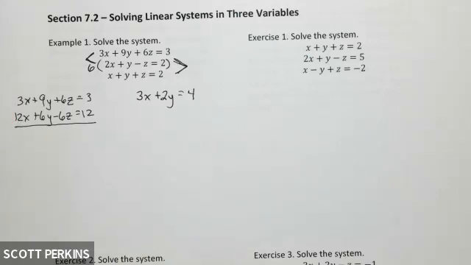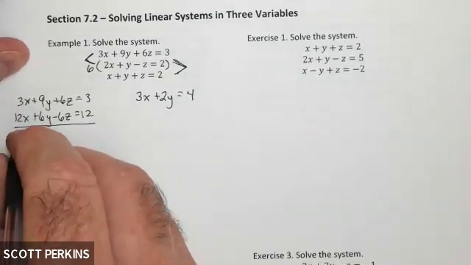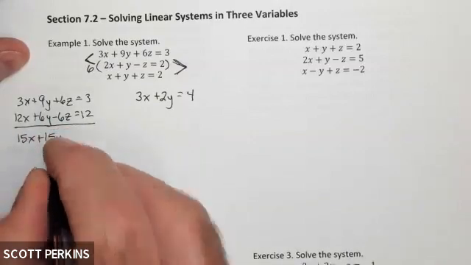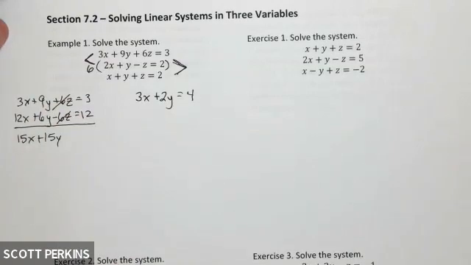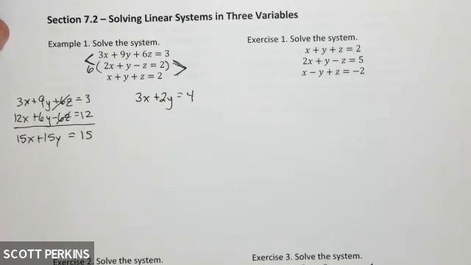My goal is just to use the elimination method. And so that's exactly what I'm doing. I'm getting rid of one variable in two pairs of equations. So now I'll add these together, and 3x and 12x is 15 of them. 9y and 6y is 15y's. The 6z and negative 6z cancel, which is the elimination step. That's what I wanted. And 3 plus 12 is 15.